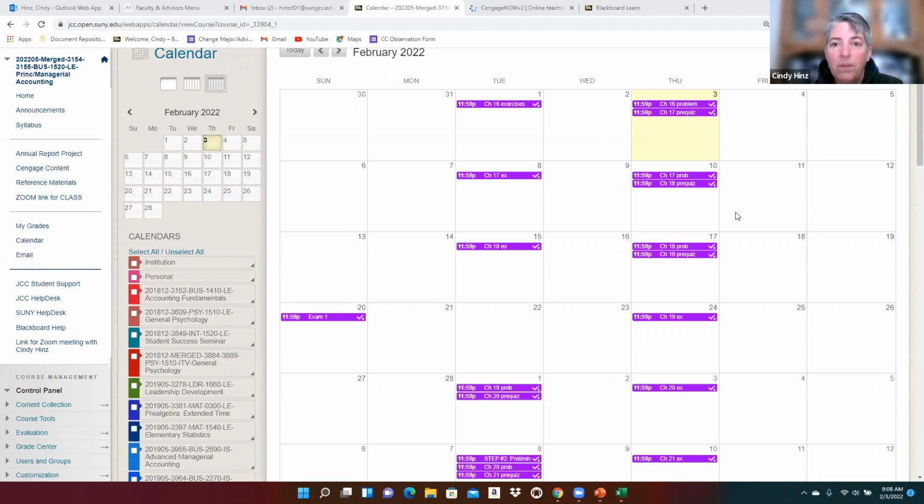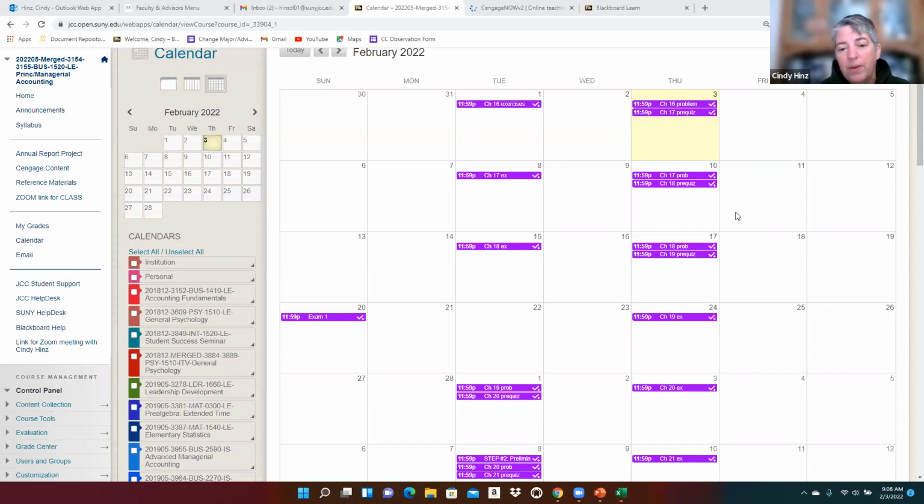Something I needed to point out: if you had me last semester for financial accounting, you are accustomed to the grades transferring over directly from Cengage CNOW into the Blackboard gradebook. For whatever reason, when I set up the course this semester, that piece of the setup did not work. So I need to move those grades manually. I'm not doing that on a daily basis. My plan will be to do that at the end of every chapter or a couple chapters.